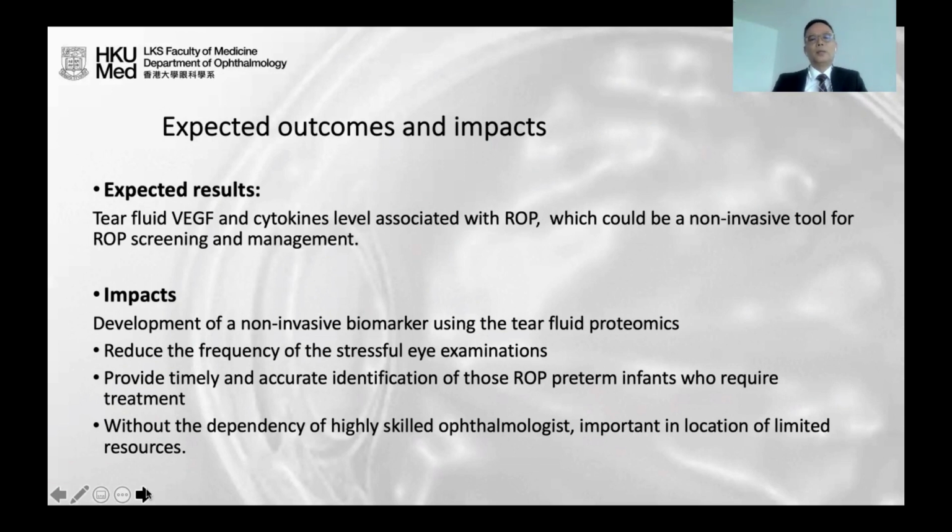This potentially can provide an accurate and timely identification of those premature infants with ROP who require treatment, without the dependency on highly skilled ophthalmologists. This is particularly important in locations with limited resources.